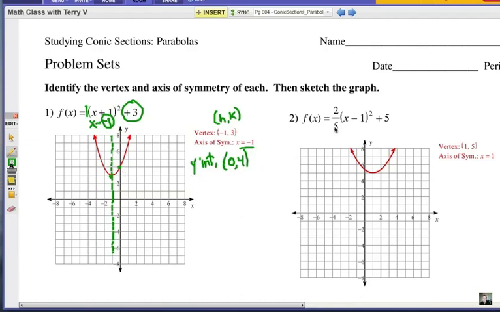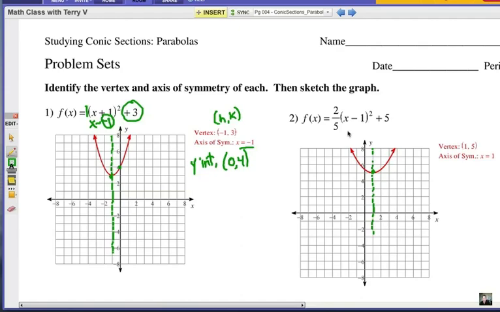Now number 2, don't let the 2/5 throw you here. Let's go ahead and look at it. Notice the 1 there and the 5 there gives you the vertex of 1, 5. So that's why we have the parabola starting right there. And let's find the axis of symmetry, which of course is at +1. So we just shifted it over, obviously. Now the 2/5 is going to flatten it out. Remember what I showed you on that graphing calculator.